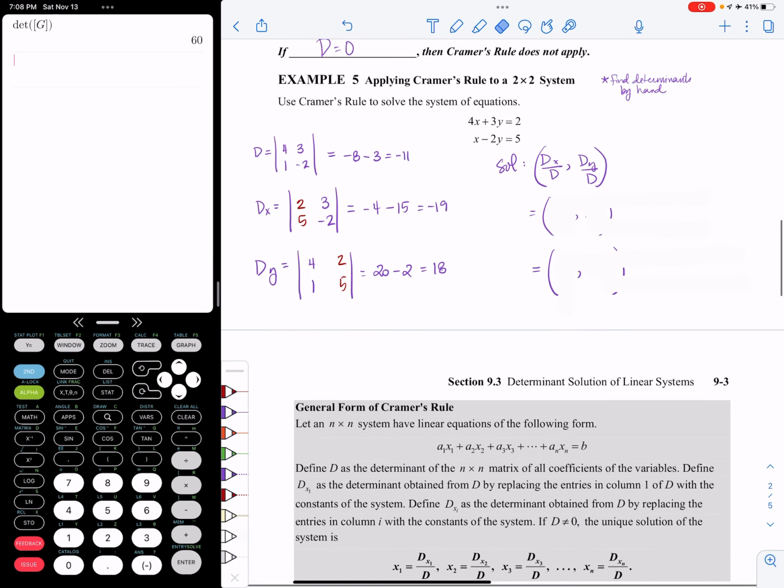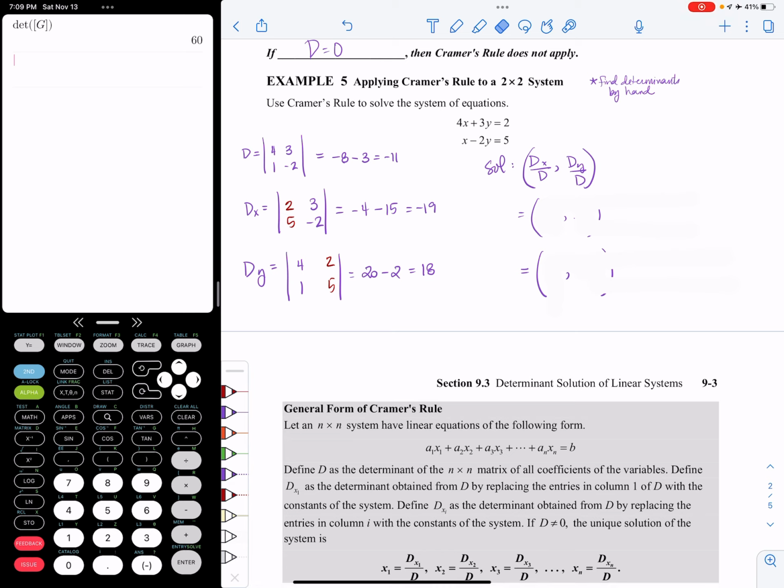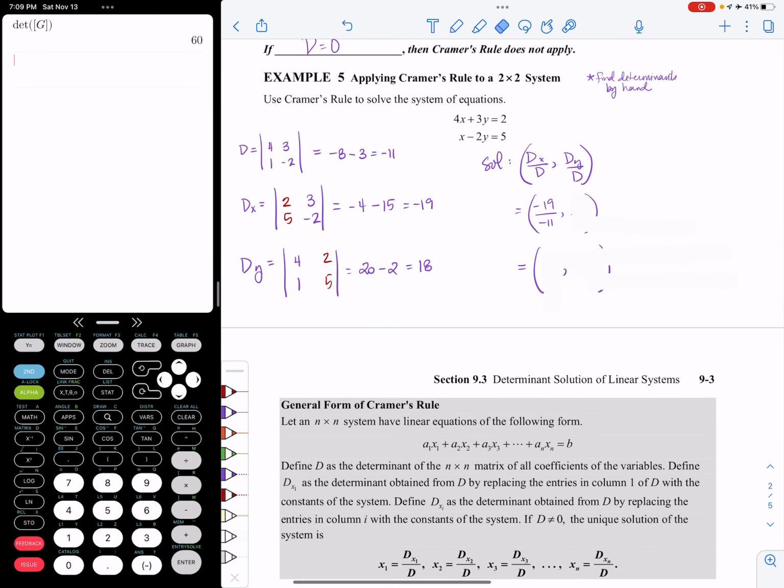Well, now we can use Cramer's rule. To get our x value, we're going to do d sub x divided by d. And so that's going to be negative 19 divided by 11. To get our y value, we'll do d sub y divided by d. And that's going to give us 18 over negative 11.